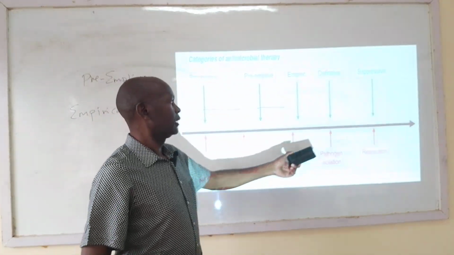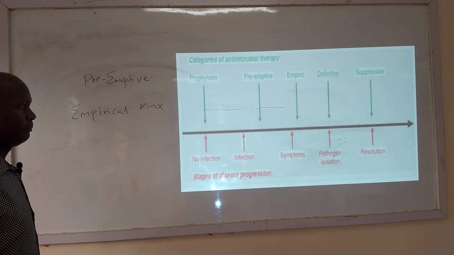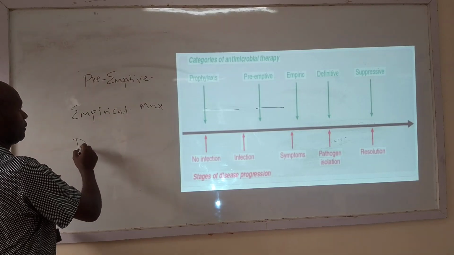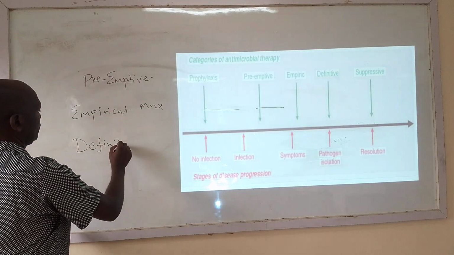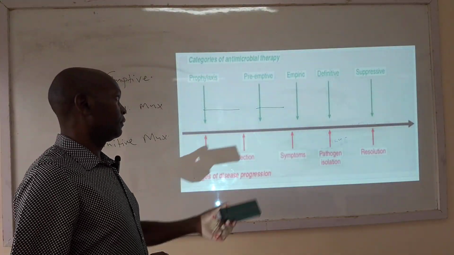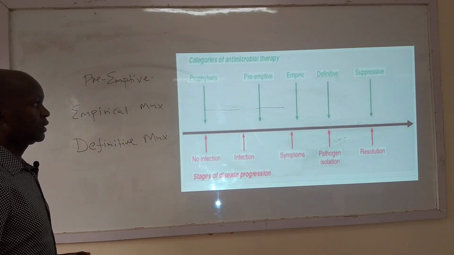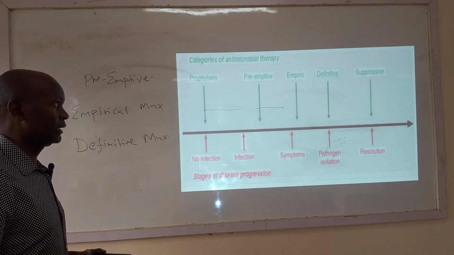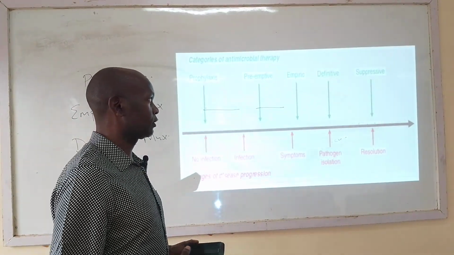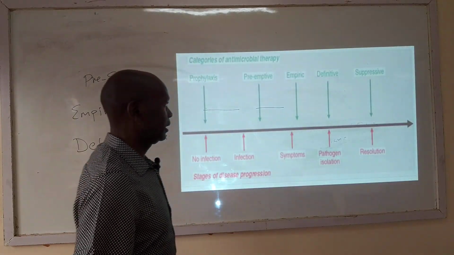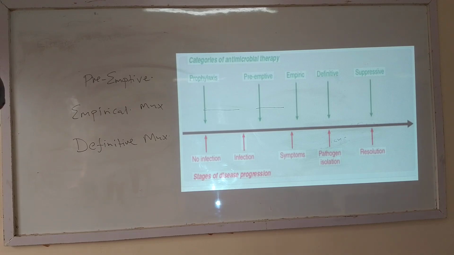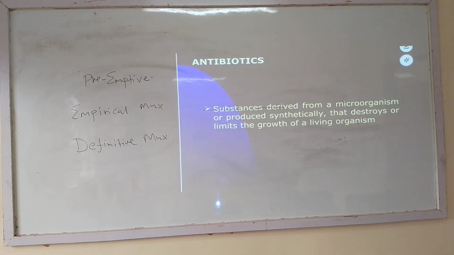When antibiotics are used after the test has been done and the pathogen has been isolated, that type of therapy is known as definitive management. Then we also have another category, when the patient has completed treatment but still has a few bacteria that have not been cleared completely. When given medication for resolution, that is what we refer to as the suppressive category of antimicrobial therapy.